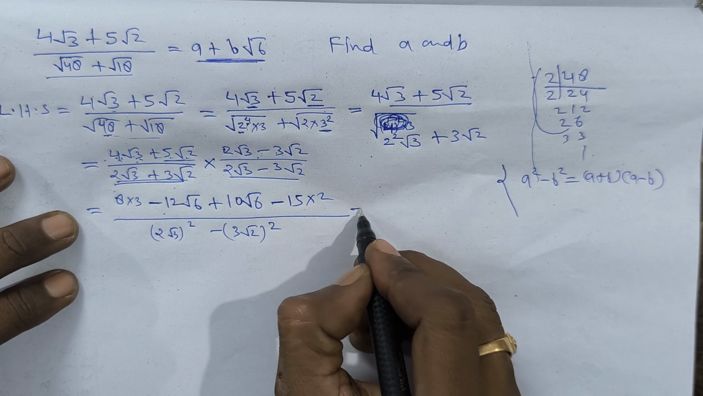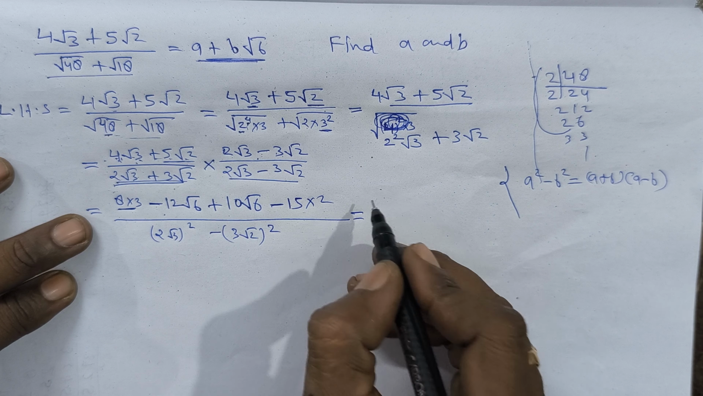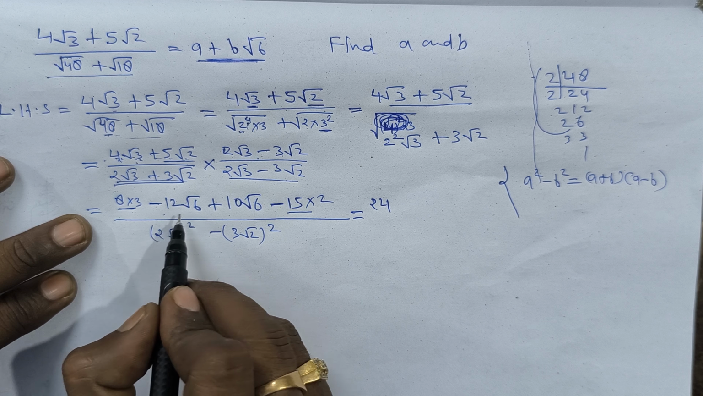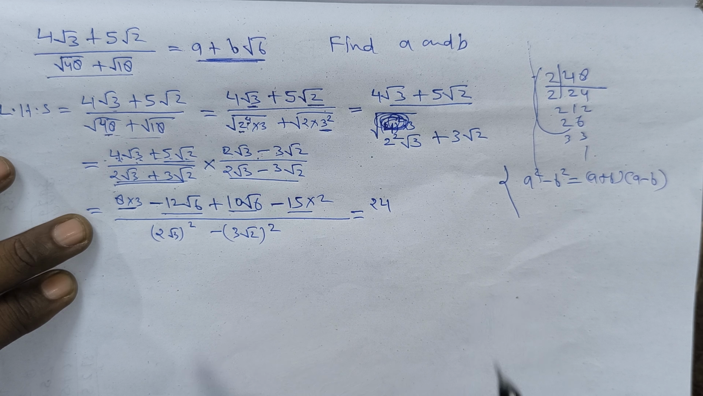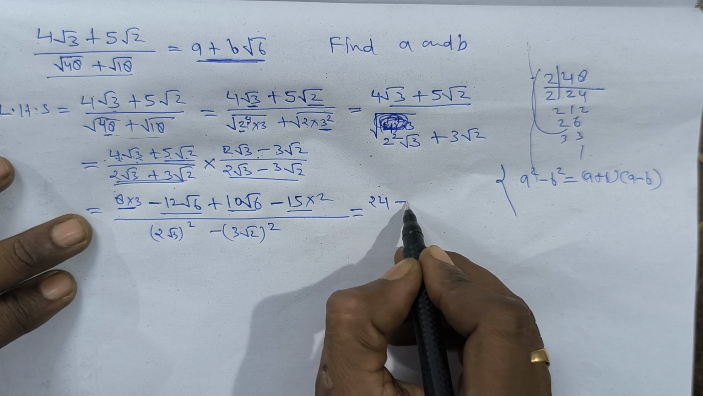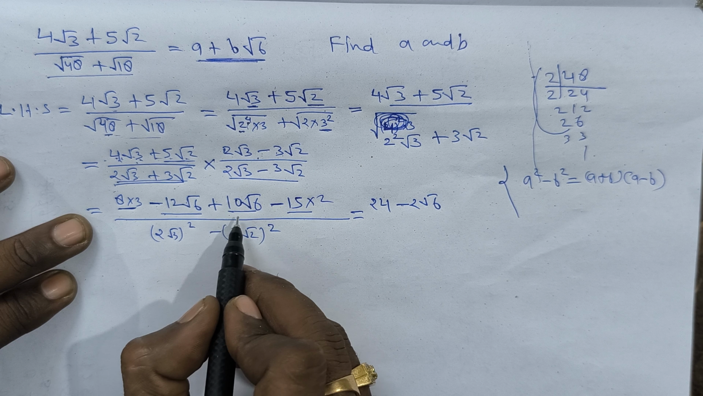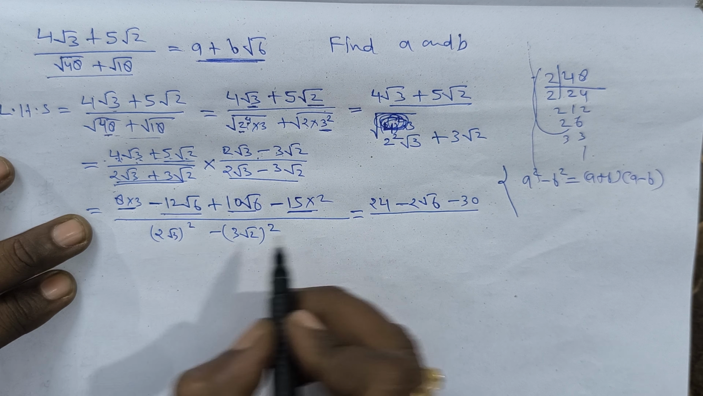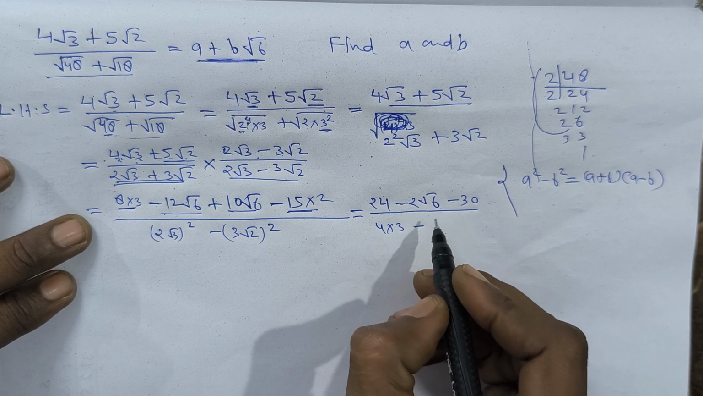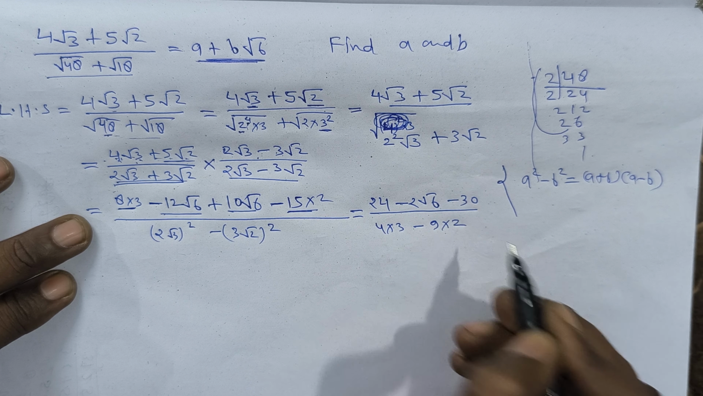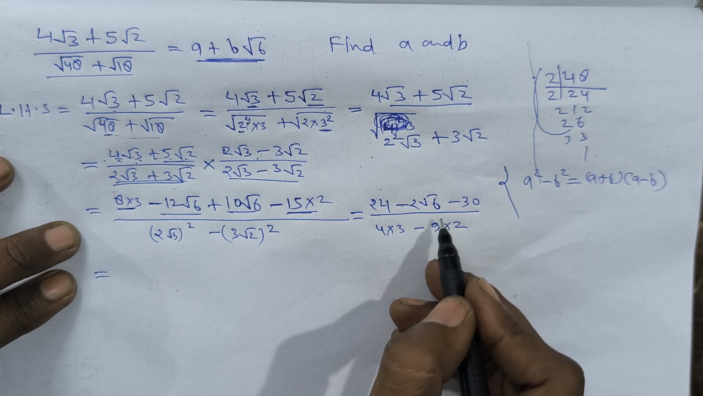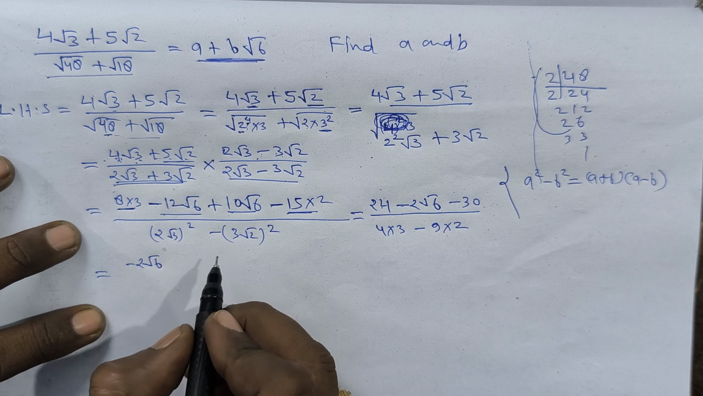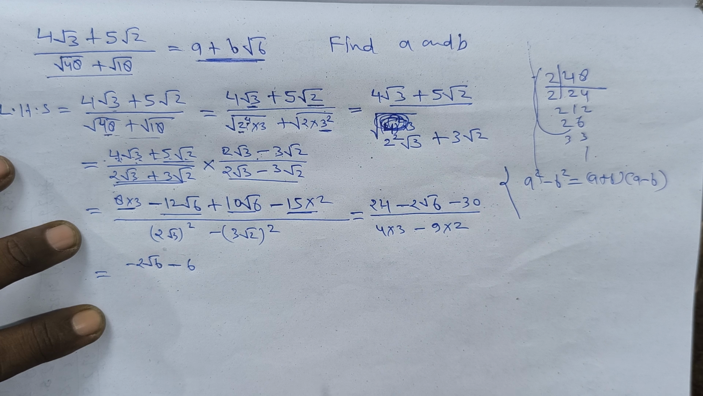Now 8 3s are 24, and minus 12 root 6 and plus 10 root 6. What will be the answer? Minus 2 root 6, and the remaining is minus 30. Then in the denominator, 2 2s are 4 into 3, minus 3 3s are 9 into 2. So we have minus 2 root 6 and 24 minus 30, which is minus 6. Understood?